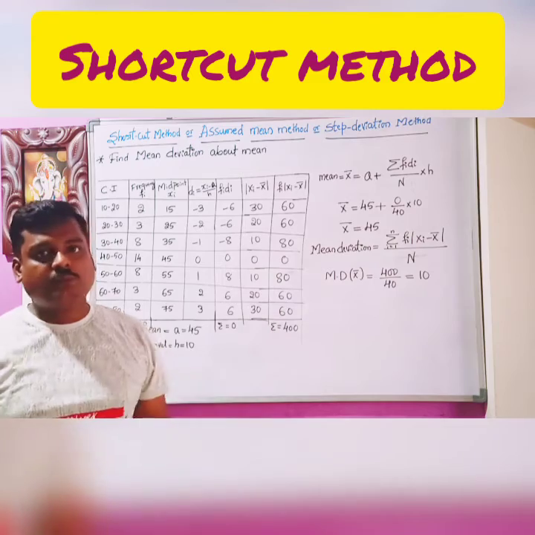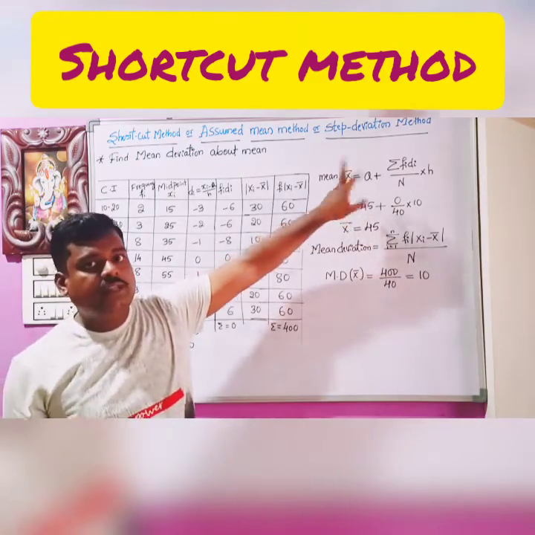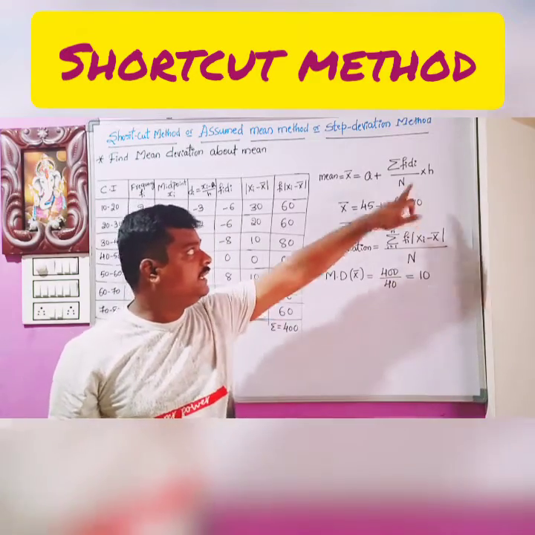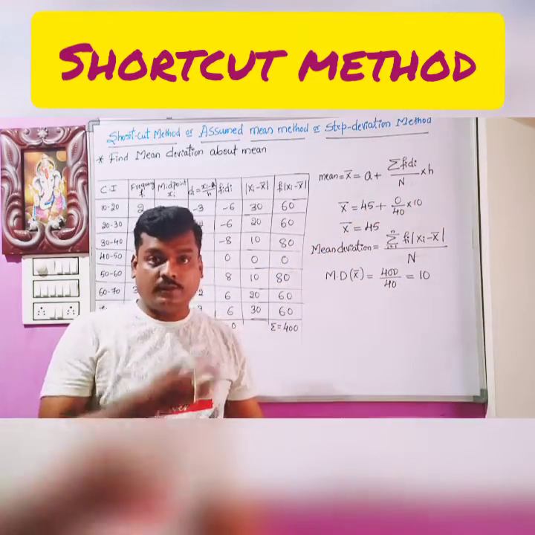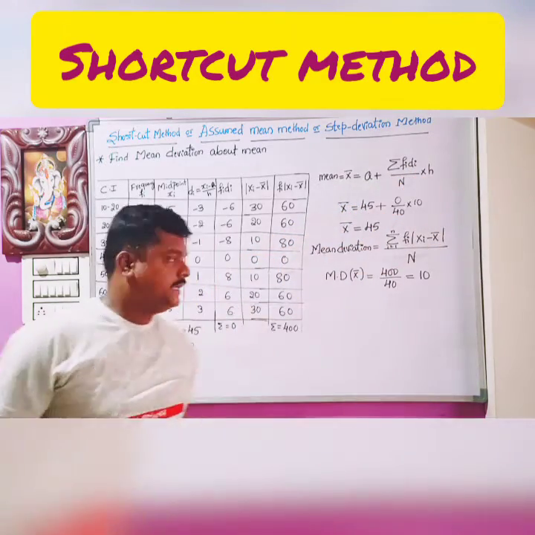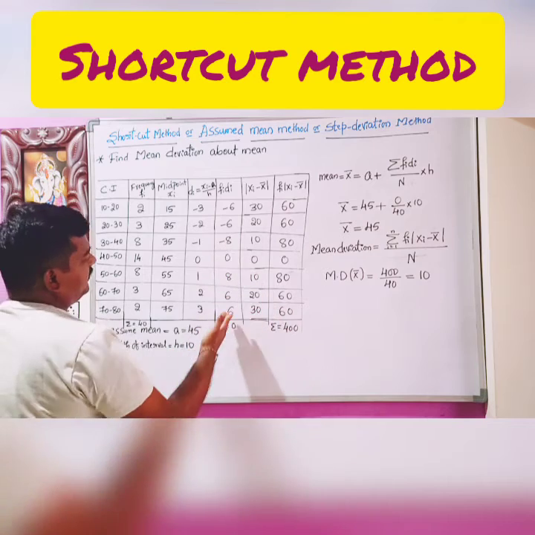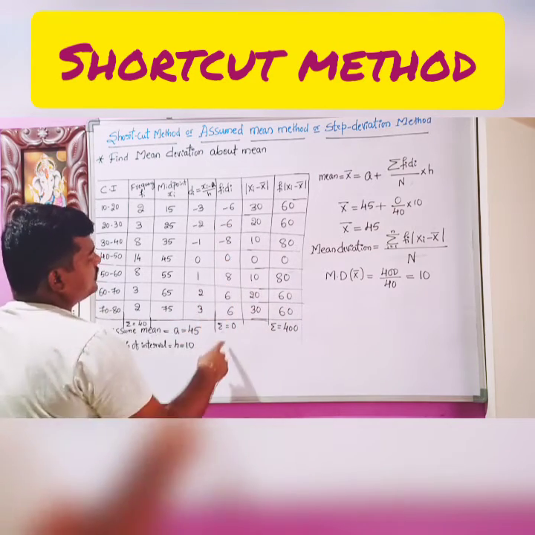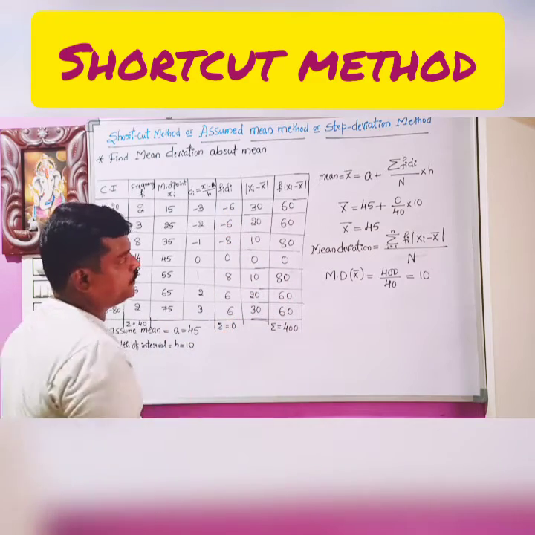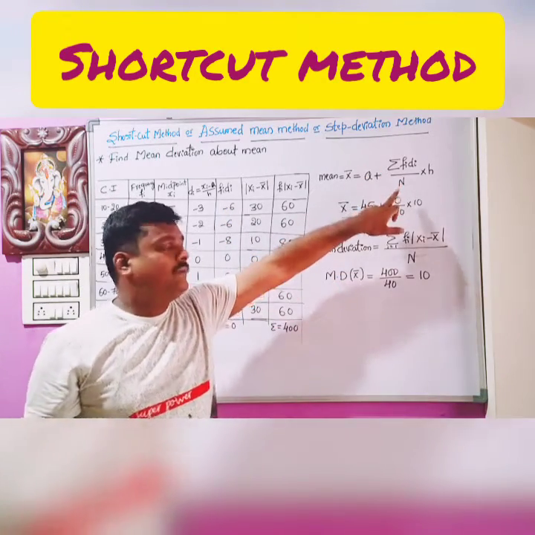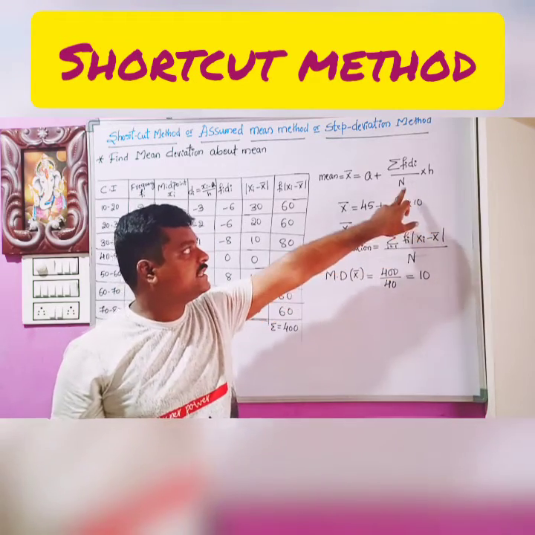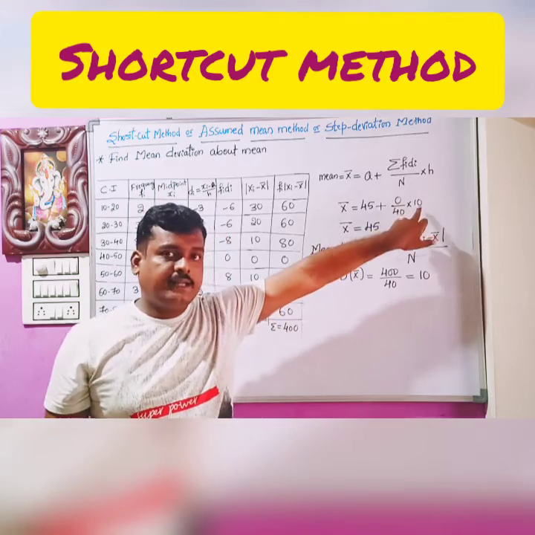Now we find the actual mean. What is the actual mean formula? A plus summation fi di divided by n, into h. A is the assumed mean. If you add this as summation fi di, it is going to get cancelled. This is minus 20 plus 20, 0. This will become 0. Divided by n, the sum of frequencies, that is the number of observations. Sum of frequencies is 40. h is 10.